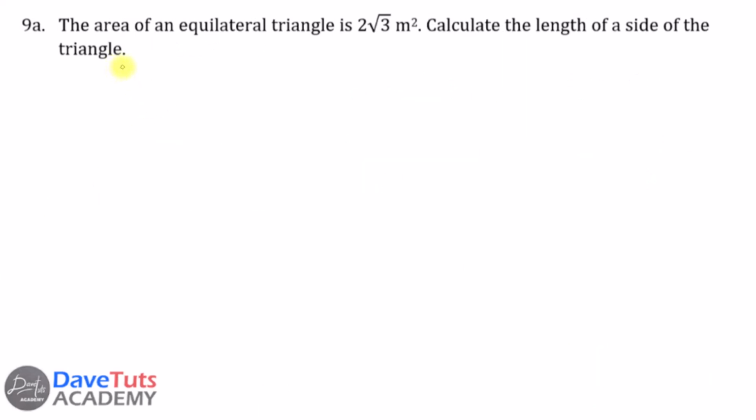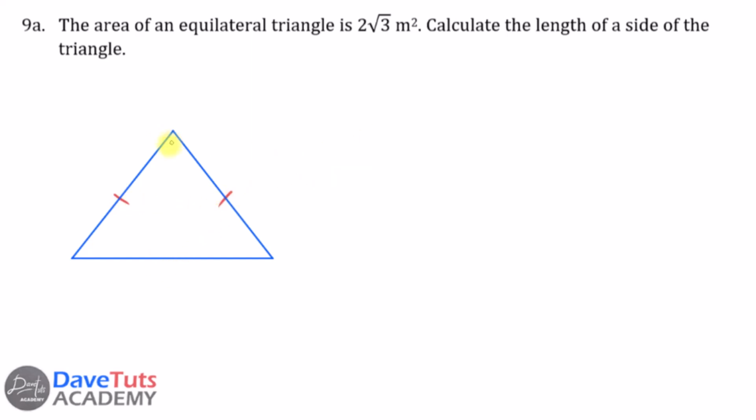In this question of mensuration, we are told that the area of an equilateral triangle is 2 root 3 meters squared. We are to calculate the length of a side of the triangle. So what are the properties of an equilateral triangle that we know that can be useful for us to solve this question? First and foremost, the sides of the equilateral triangle are equal. So this side and this third one, they are equal.